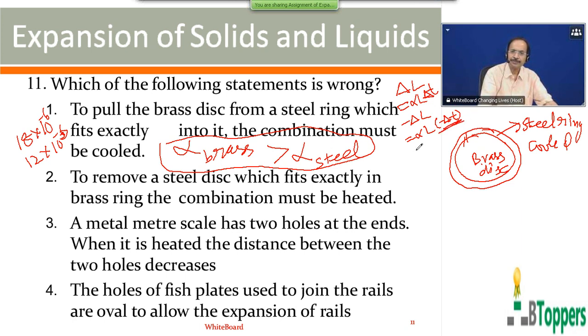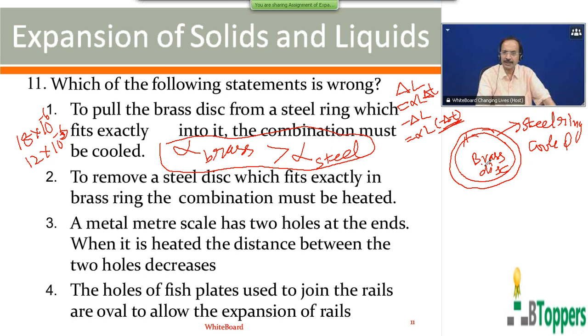So when temperature is decreased, the decrease in length can be written as alpha into original length into decrease in temperature. Alpha for brass is more than alpha for steel. So when the combination is cooled, the perimeter of the brass disc will contract more. Here decrease in length means decrease in the perimeter. The decrease or fall in the perimeter of the brass disc will be larger than that of the steel ring. That means the brass disc will contract more compared to the steel ring.